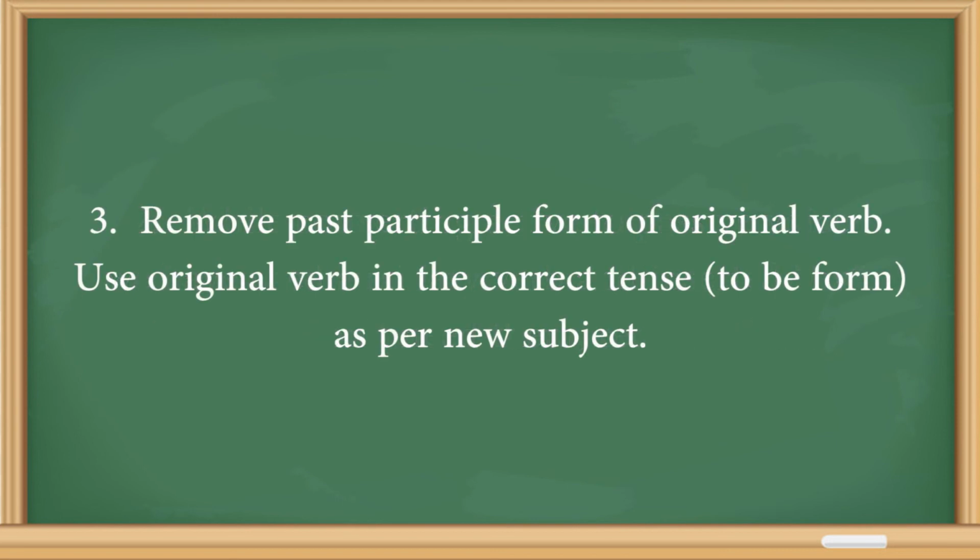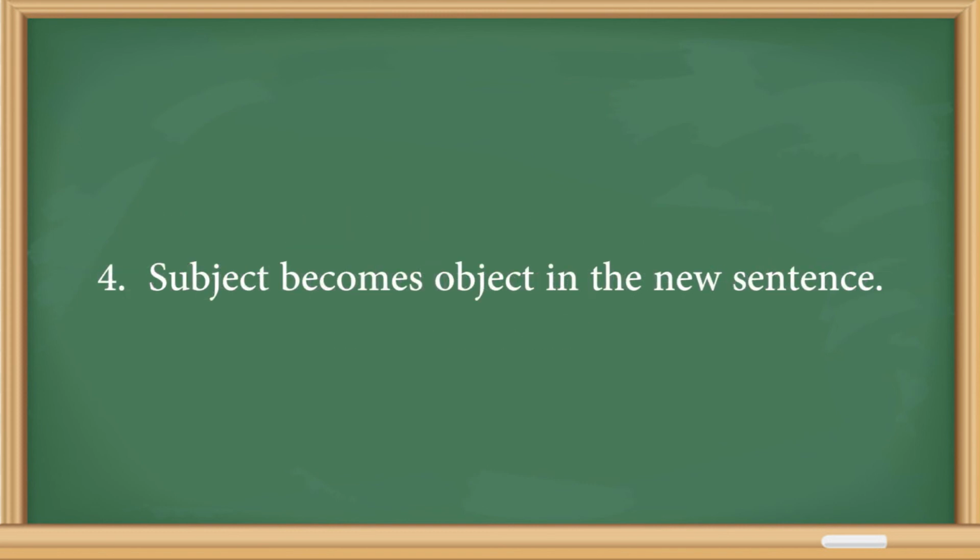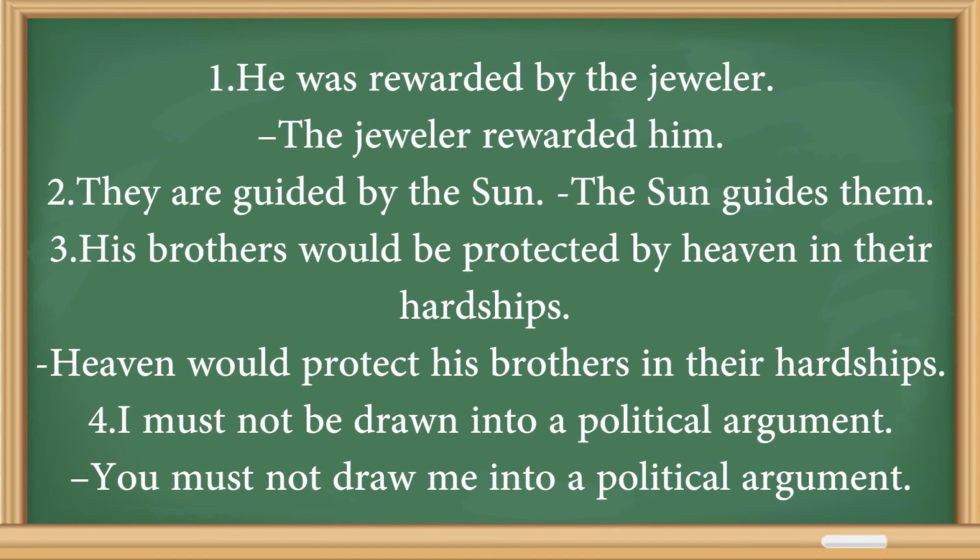Remove the past participle form of the original verb, and use the original verb in the correct tense as per the new subject. The subject becomes the object in the sentence. Exactly the reverse process. See the examples. He was rewarded by the jeweler. Here was is the auxiliary verb. We inserted both these things, so we will remove them because they are no longer needed. See here: the jeweler rewarded him.